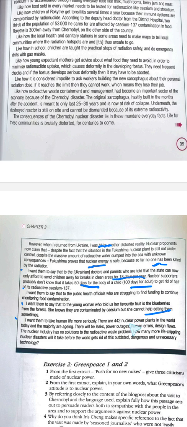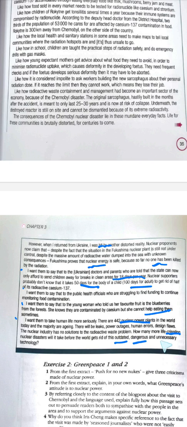There are 442 nuclear plants in the world. More facts today, and the majority are aging. There will be leaks, power outages, human errors, design flaws. The nuclear industry has no solutions to the radioactive waste problem. How many more life-crippling nuclear disasters, emotive language, will it take before the world gets rid of this outdated, dangerous, and unnecessary technology?